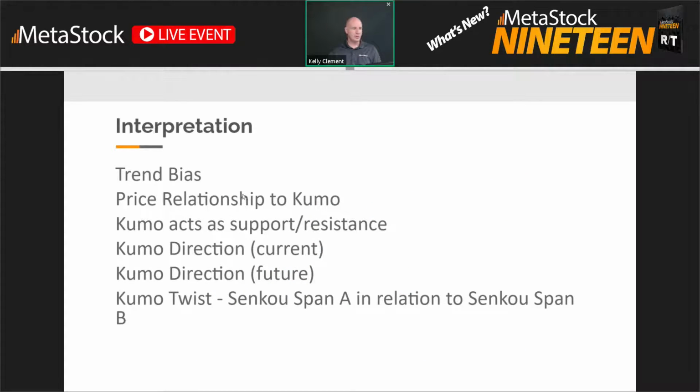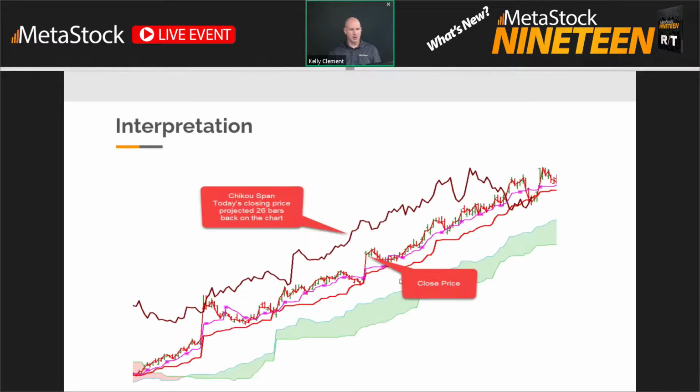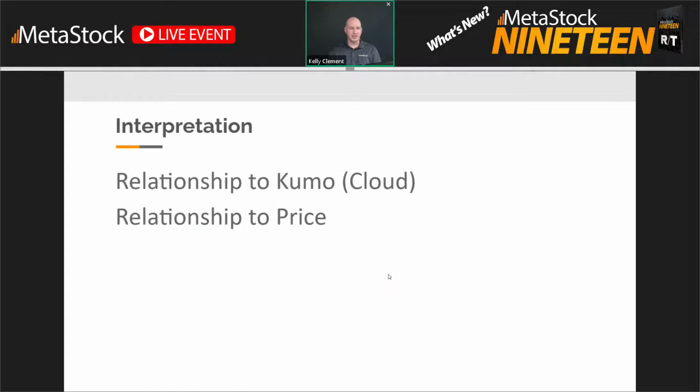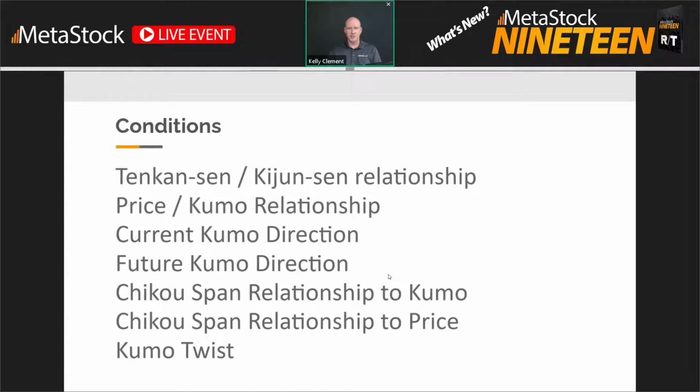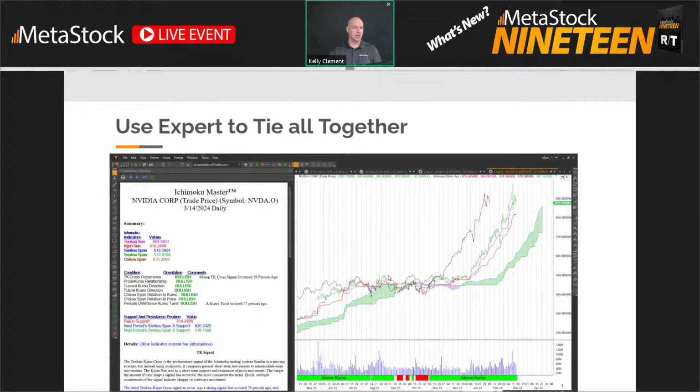Okay, so what it looks for, it'll look for trend bias, price relationships to the Kumo cloud, which is that green cloud, how it acts as support and resistance, the current and future direction, and then you've got the twist. So all this is shown on the chart through the expert commentary. So if you're interested in learning about the Ichimoku indicator or you already use it, check out the expert. It's really, really good. It's really well defined. It'll help you understand this a whole lot more.